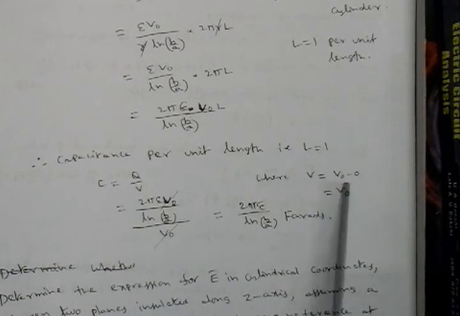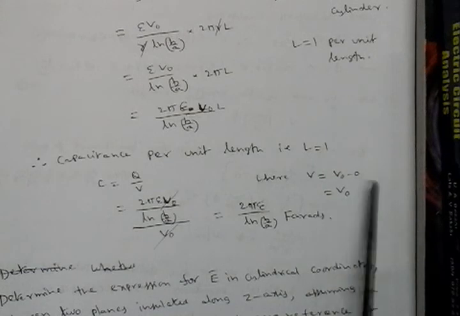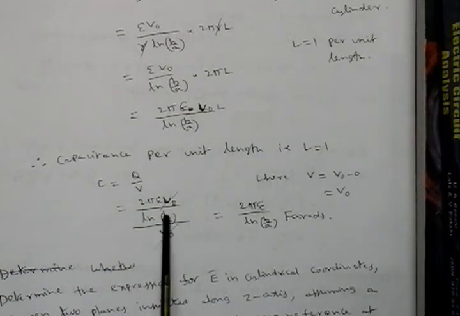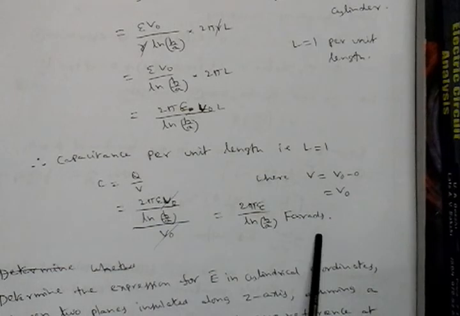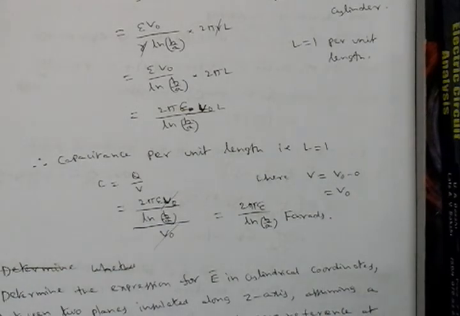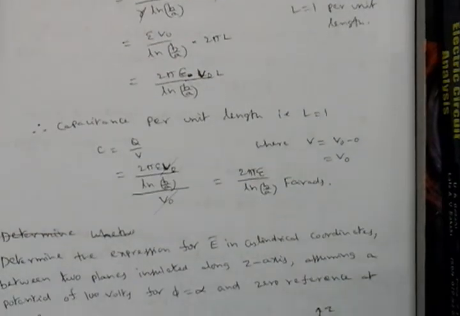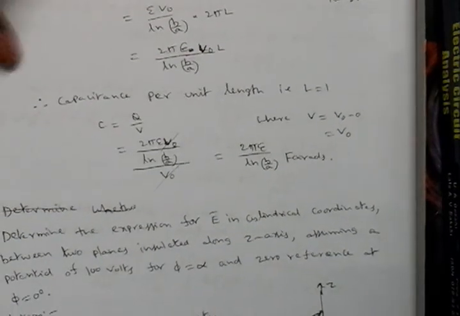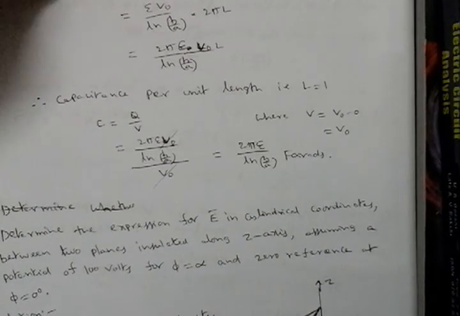And V, once again, is the potential difference between the inner conductor and outer conductor, so V naught minus 0, that is equal to V naught. V is equal to V naught, Q is equal to this. Finally, we get the capacitance per unit length is equal to 2 pi epsilon divided by ln of B by A. So like this, we can see one more general example, not including the capacitance.